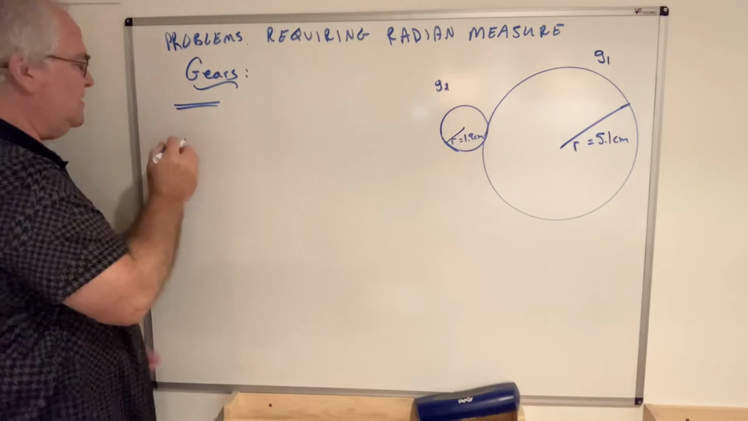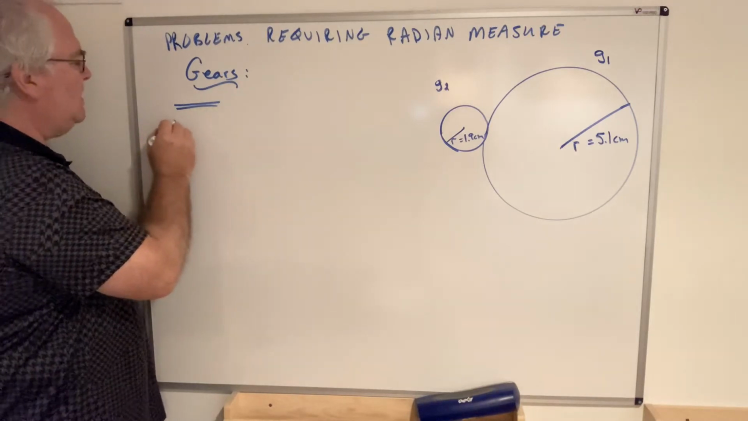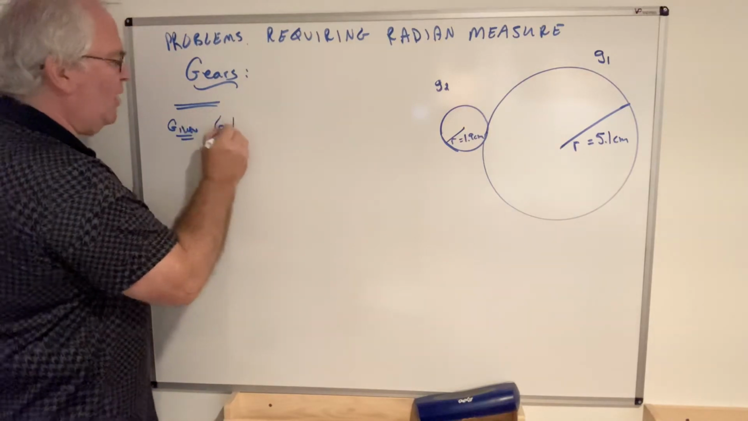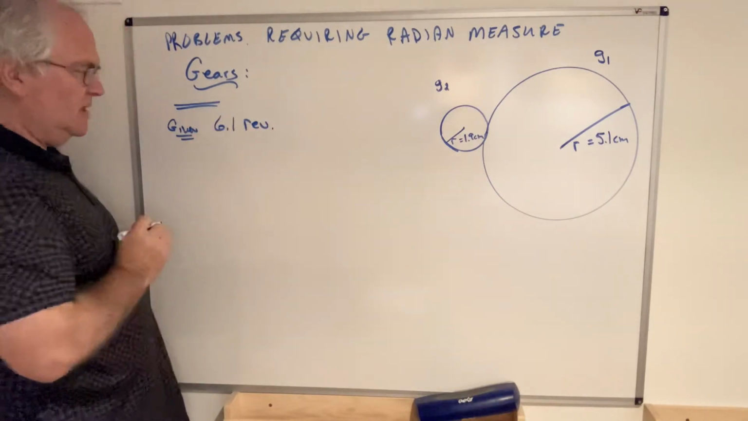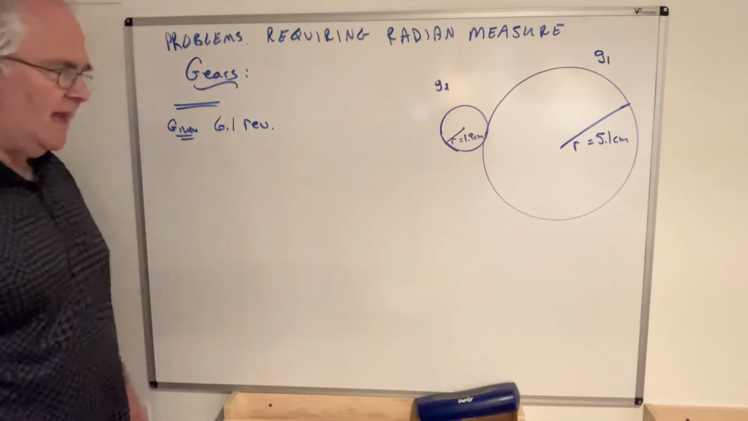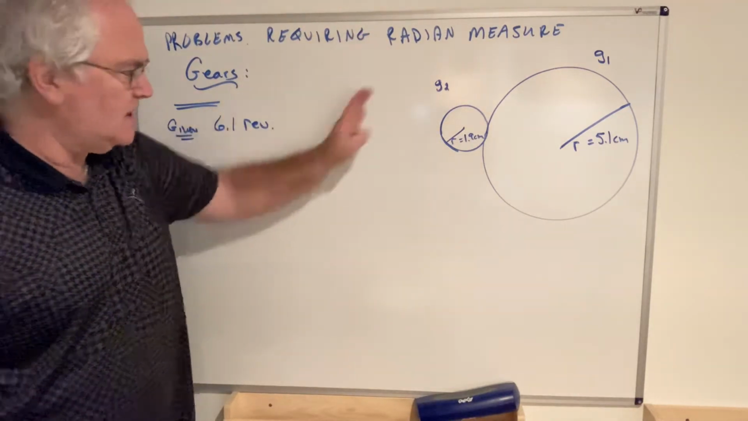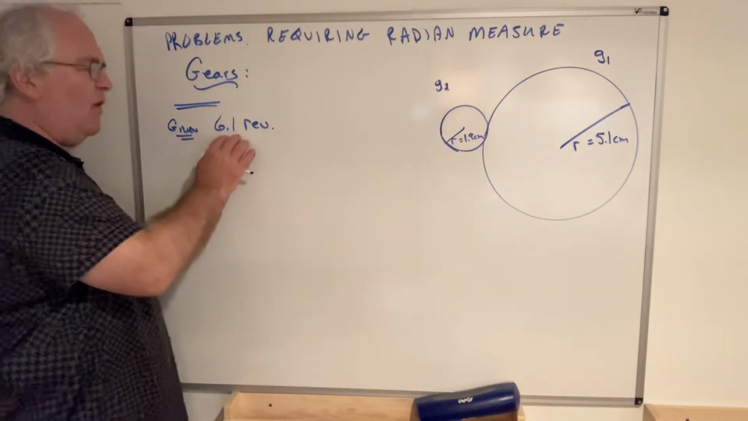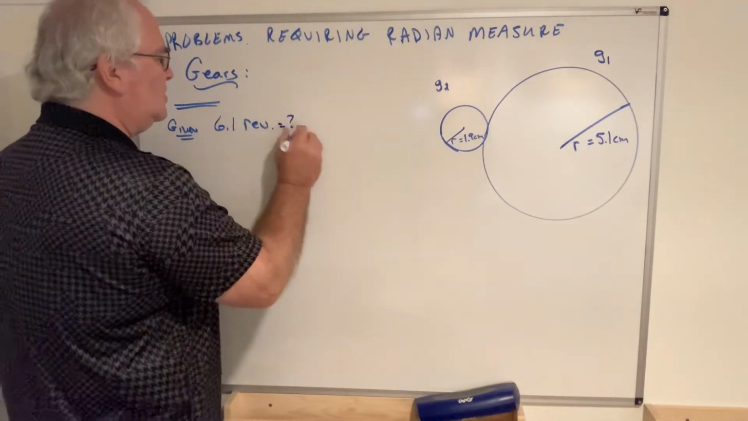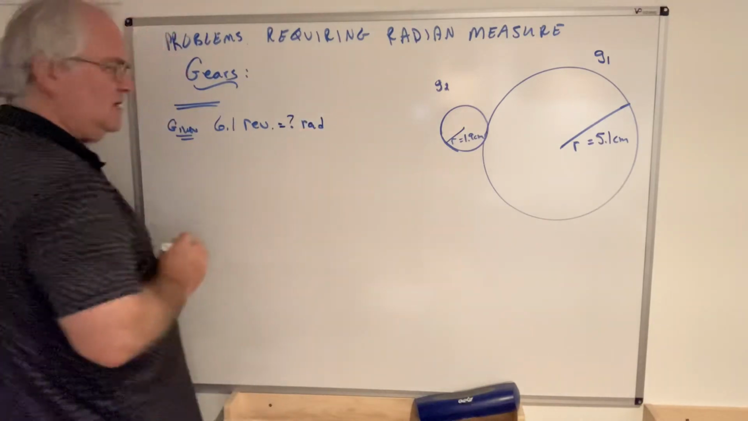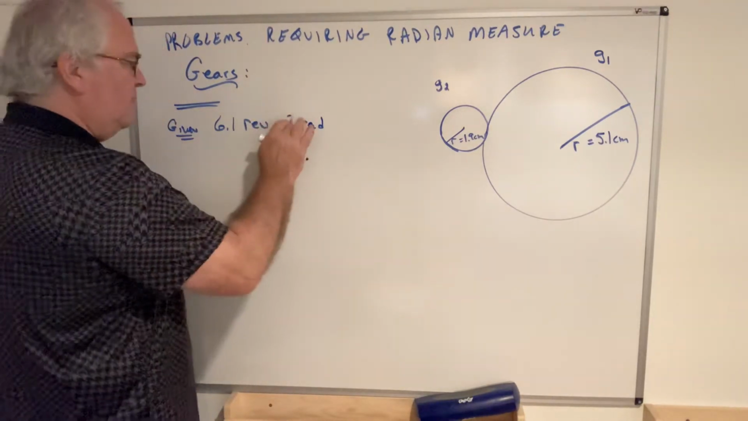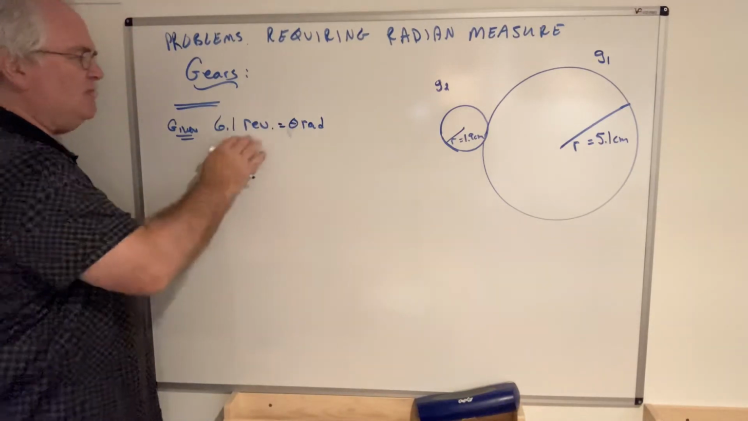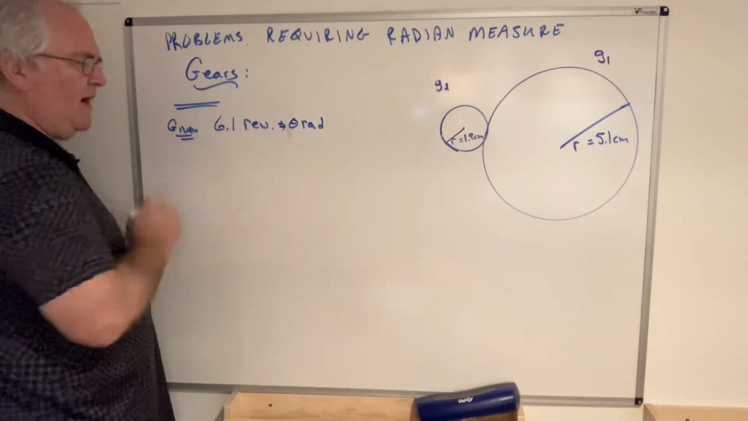So the question is, given, let's say, 6.1 revolutions, how many radians is that? It doesn't matter the size of the circle. What I'm doing here has nothing to do with the size of the circle. This is in any circle. 6.1 revolutions is equal to how many radians? Well, we might as well forget the question mark and go ahead and use the symbol we're using. So 6.1 revolutions is equal to how many radians?